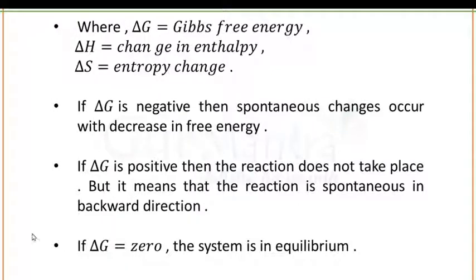Now if delta G is negative, then spontaneous changes occur with a decrease in free energy. If the value of Gibbs free energy is negative, then there will be a decrease in the free energy, and if the value of delta G is positive, then there will be an increase in the free energy, and if delta G's value is 0, then the system will be in equilibrium.